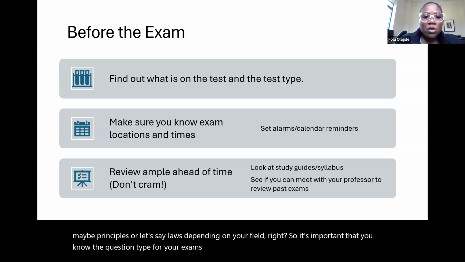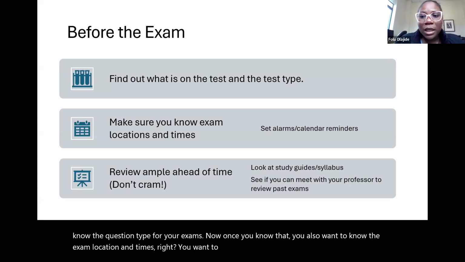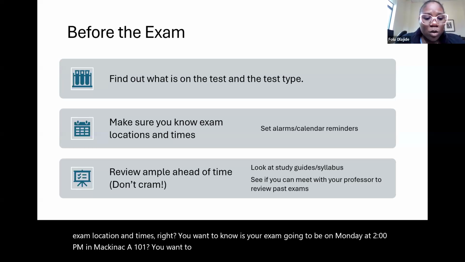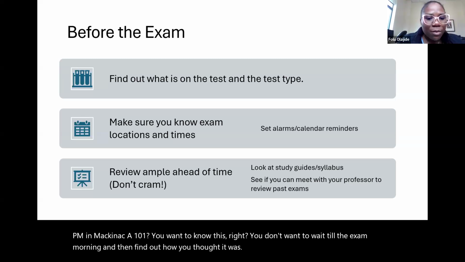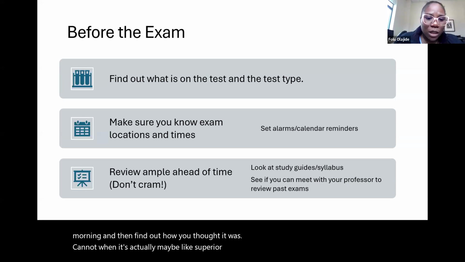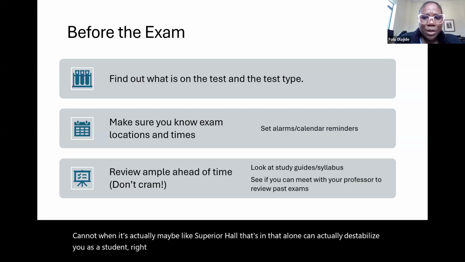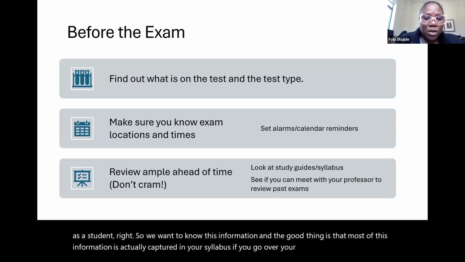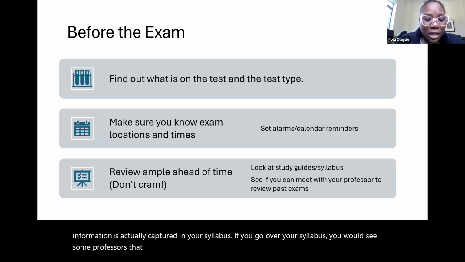Now, once you know that, you also want to know the exam location and times, right? You want to know, is your exam going to be on Monday at 2 p.m. in Mackinock A101? You don't want to wait till the exam morning and then find out that you thought it was Mackinock when it's actually maybe Lake Superior Hall. That alone can actually destabilize you as a student, right? So you want to know this information. And the good thing is that most of this information is captured in your syllabus. If you go over your syllabus, you would see some professors have specified the date of the final exam, the time of the final exam, the venue, right?